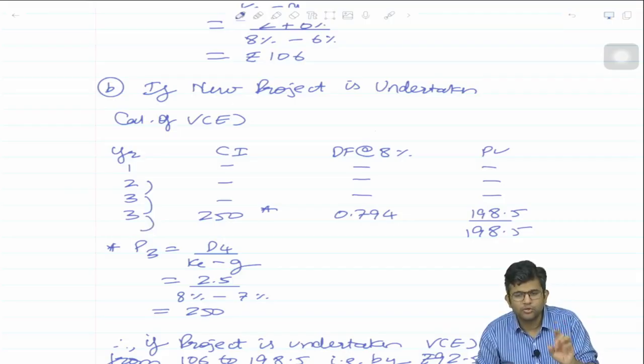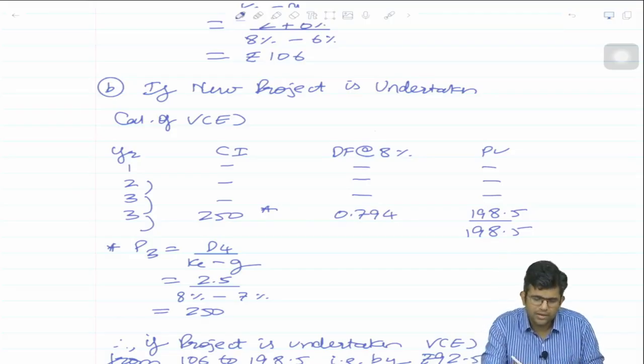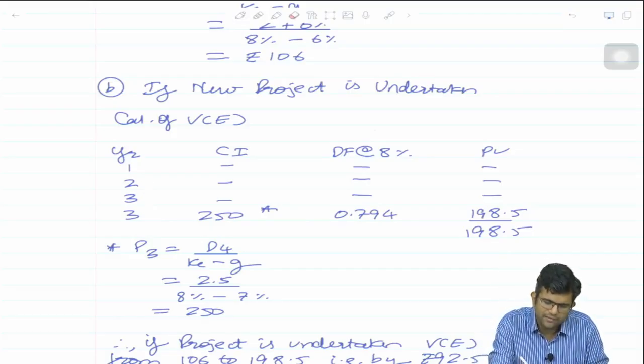See, you can use Gordon's model only when G is constant. I hope you remember. Till the time G is not constant, you'll have to make the table only. That is why I've kept this question in this module. Now everybody clear? We'll have to make the table only. So let's see if you understand what I'm doing here.